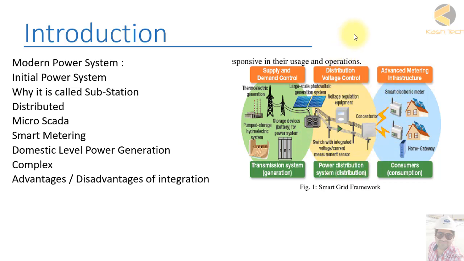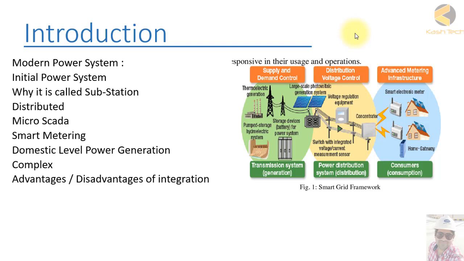Nowadays you can see a new concept in which each domestic consumer is allowed to install solar panels, and they can even export power back to the utility, and they have introduced smart metering. So this is the new concept.